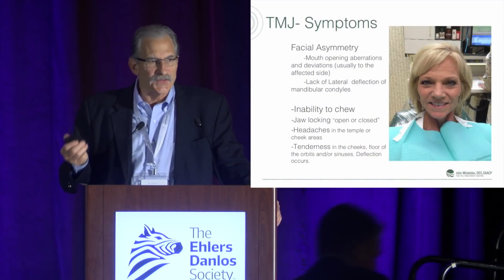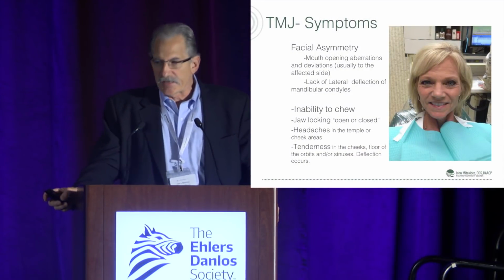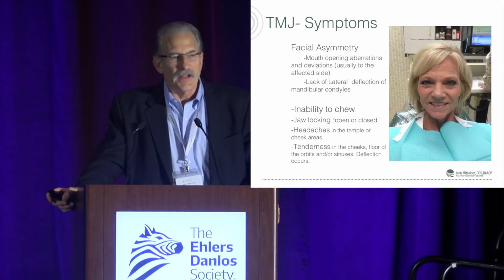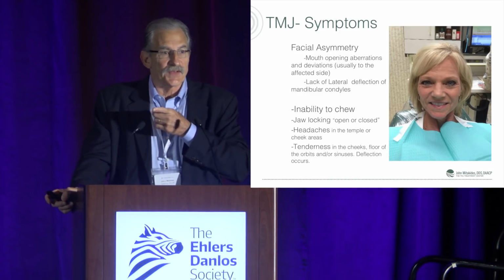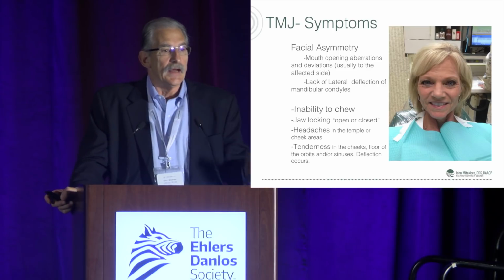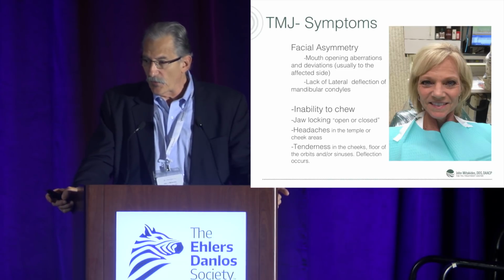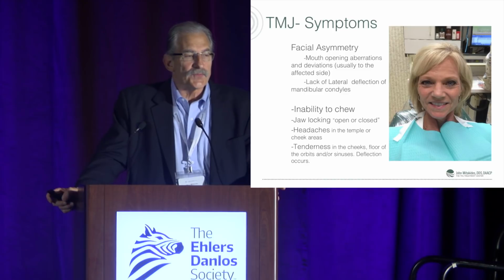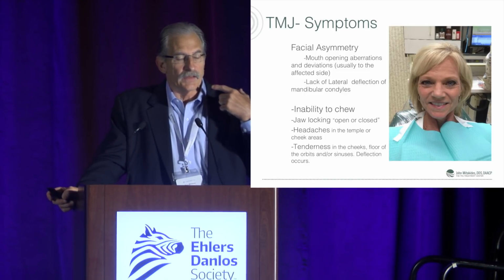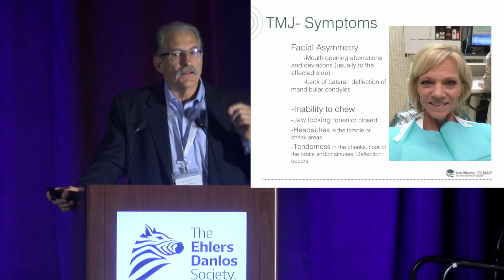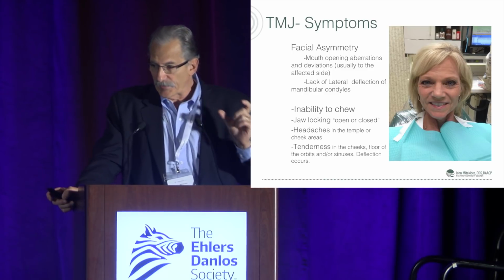Now, the symptoms that you will see with somebody that has a TMJ problem, you're going to have mouth aberrations. In other words, you're going to open, you're going to go to the affected side, the jaw will hesitate. The opening will be limited. Most of the time when you have a dislocation of the condyle or the cartilage itself, the opening is less than 33 millimeters.